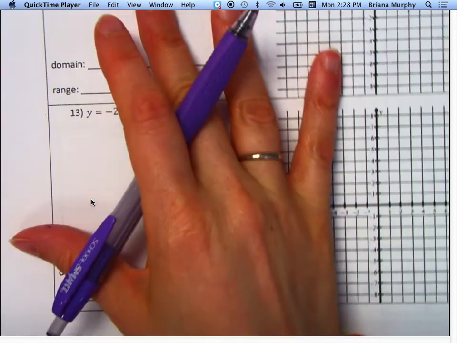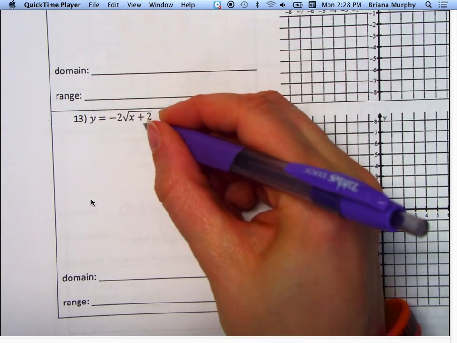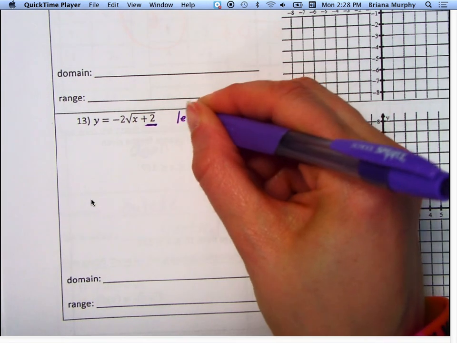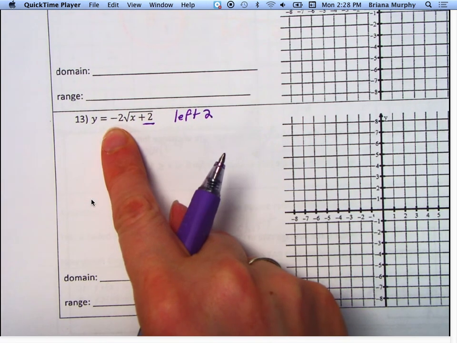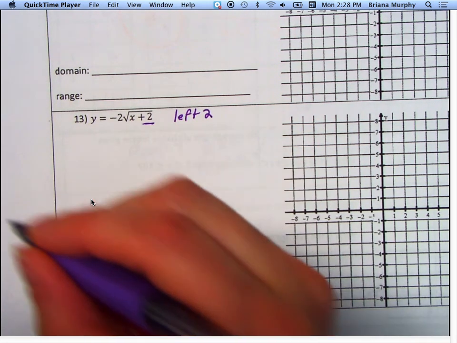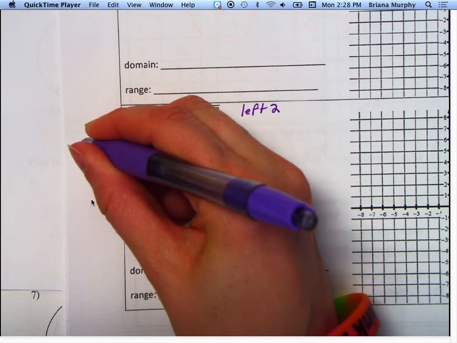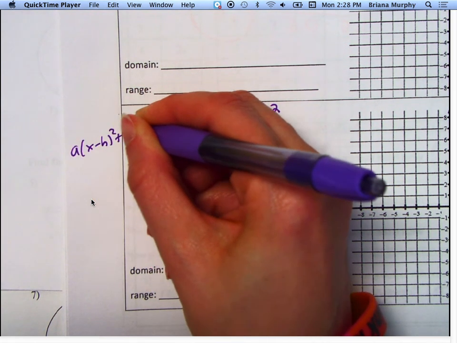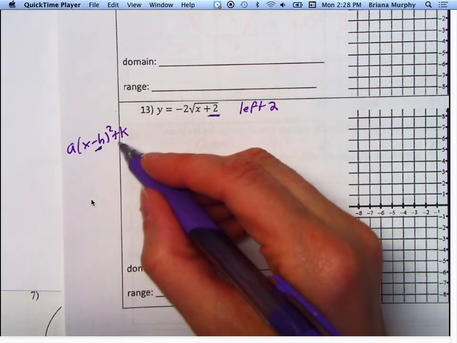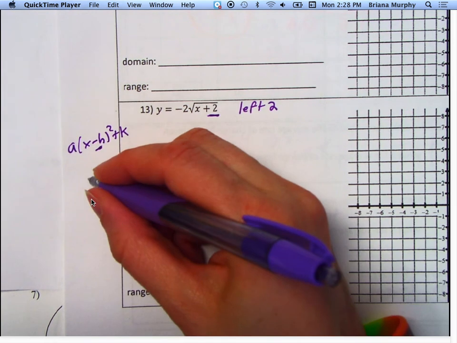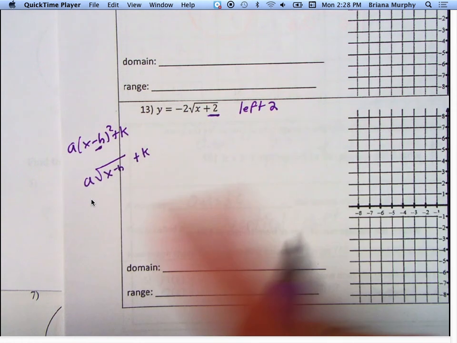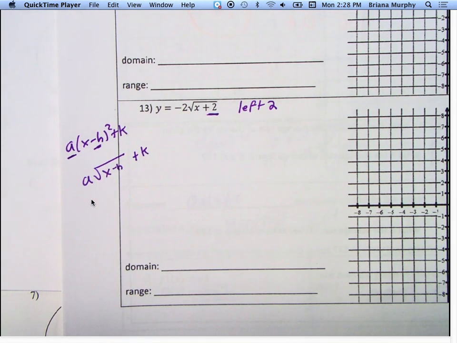Okay, so now what have I added in front? So this is going to move it where? Right or left? Left, how many? 2. But this -2 is on the outside. When we think of vertex form, where it's a times x minus h squared plus k, we can think of this as my h. That moves us right or left. The k moves it up or down. Except now we're doing a square root x minus h plus k. So what does the a do for vertex form?